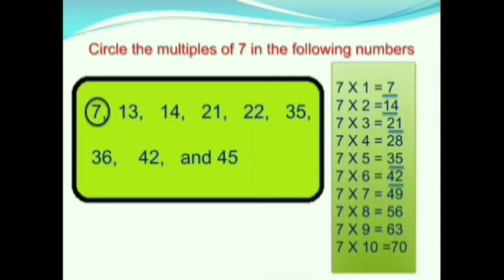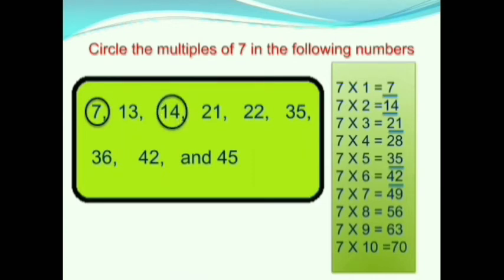Next number is 13. 13 is there in 7 table. 13 is not there in 7 table. So we will not circle it. Next number is 14. 14 is there in 7 table. Yes, it is there. 7 twos are 14. So we will circle it.